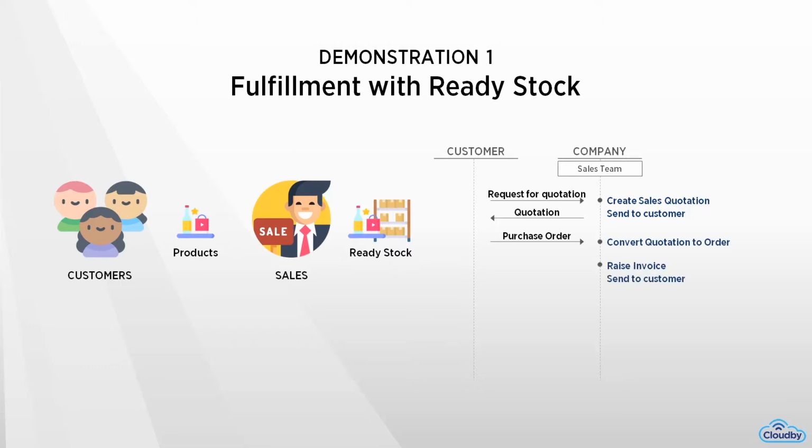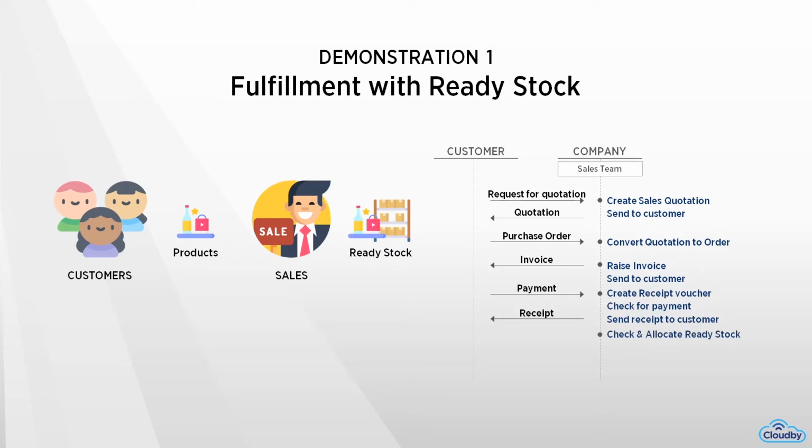You then raise an invoice for the customer to pay for the sale. As the customer makes the payment, you create a receipt voucher, confirm the payment clearance, and then send back an official payment receipt. You process the order by allocating the available ready stock, and then raise a delivery order to the customer. At the warehouse, inventories will be picked and packed according to the delivery order, and then shipped to the customer.